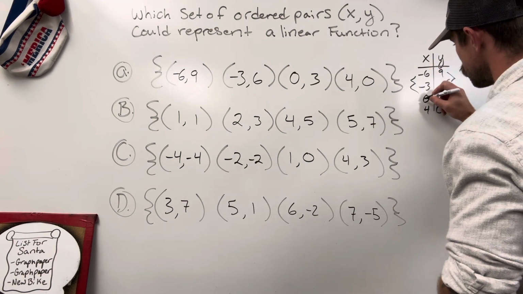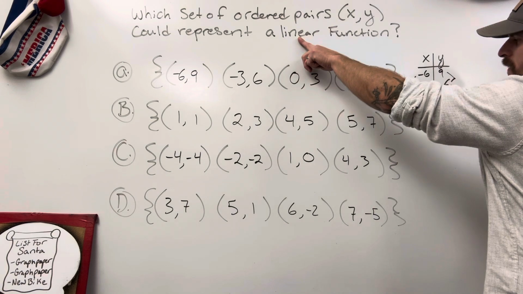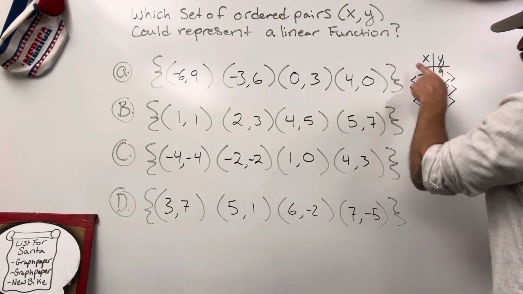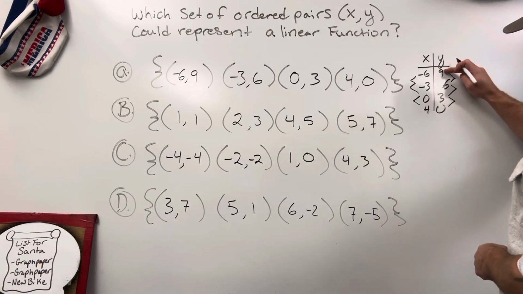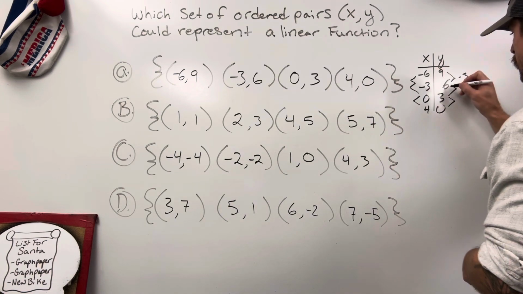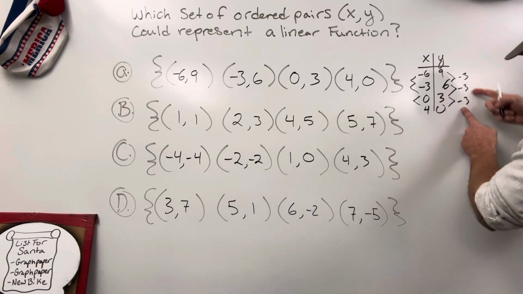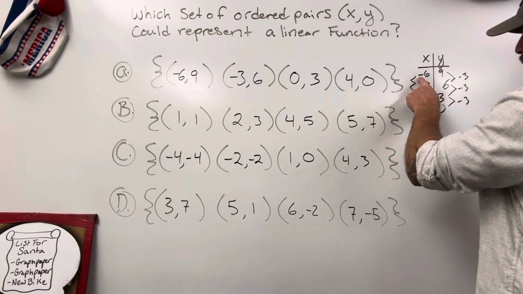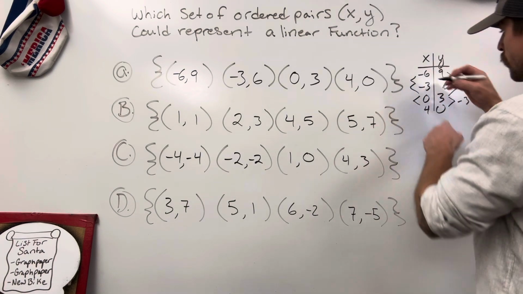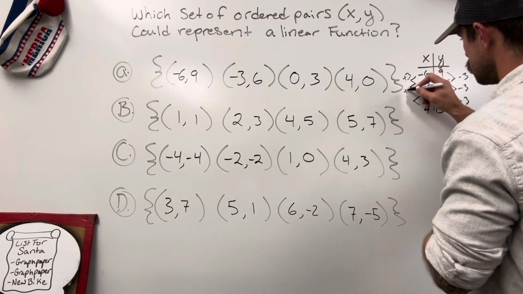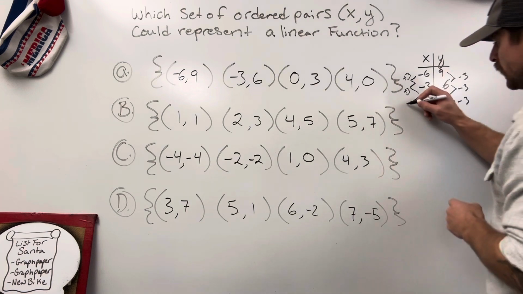So what is it that we're specifically looking for to determine if something's linear? We have to have a constant rate of change between our change in Y over our change in X. So as you see here, 9 goes to 6, that's -3. 6 goes to 3, that's -3. 3 goes to 0, that's -3. We're consistent over here, but from -6 to -3, we're going up 3, then we're going up 3 more, and then from 0 to 4, we're going up 4.